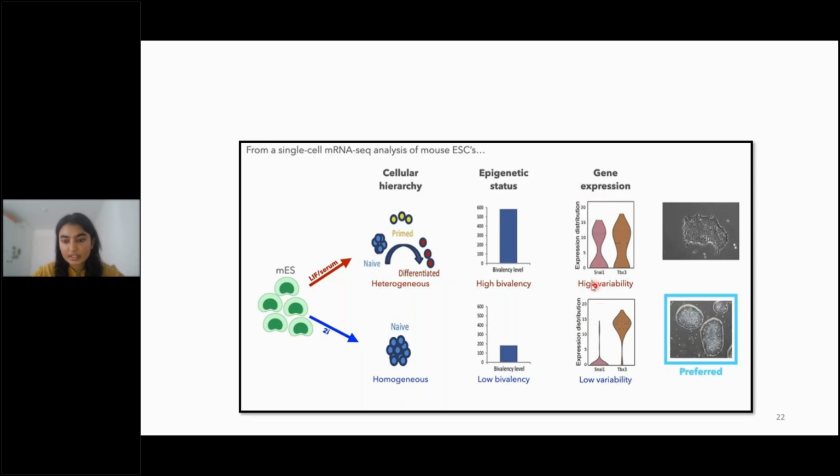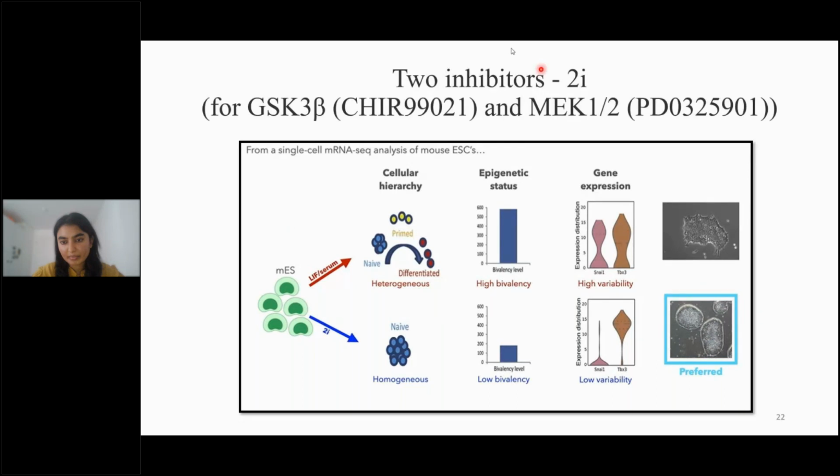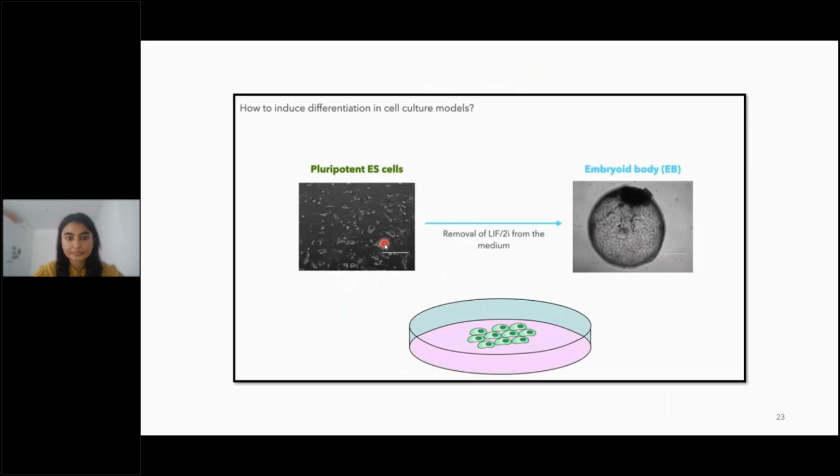So here, these are different markers of the gene expression. We see if 2i is added, it is required. So this is one of the things which we put in the media, which is really important if you want to culture a stem cell.